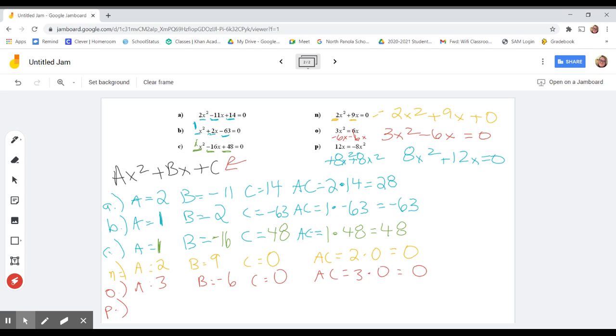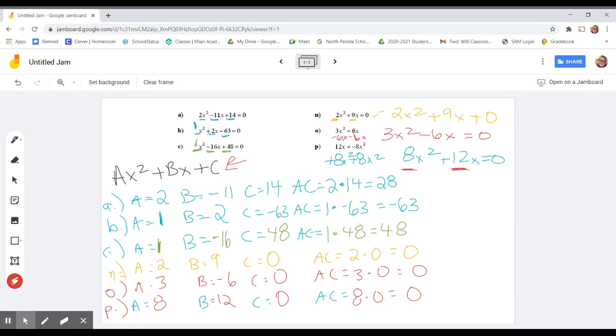Okay? Now, because I did that, my A, my B, my C, and my AC are going to be different than if I had just said that A is going to be negative 8, because that's what's in front of the x squared. Because I moved it, I now know it's going to be positive. So I have 8. And my B is going to be positive 12. My C is just like with the other two problems. It's going to be 0 because I don't have it. There's not a constant here. There's not a number without a variable. And so AC is going to be 8 times 0, which will be 0.